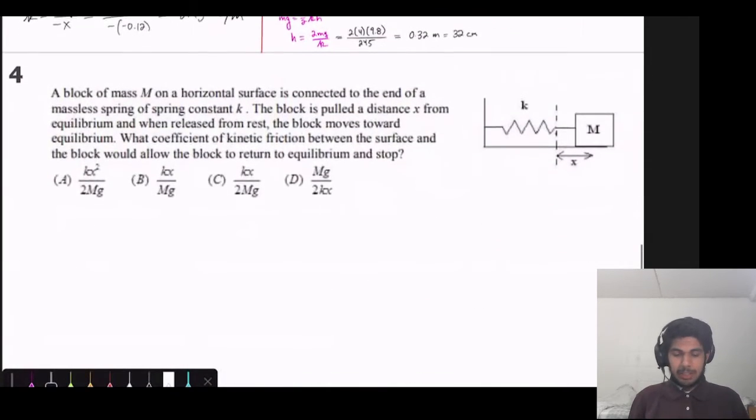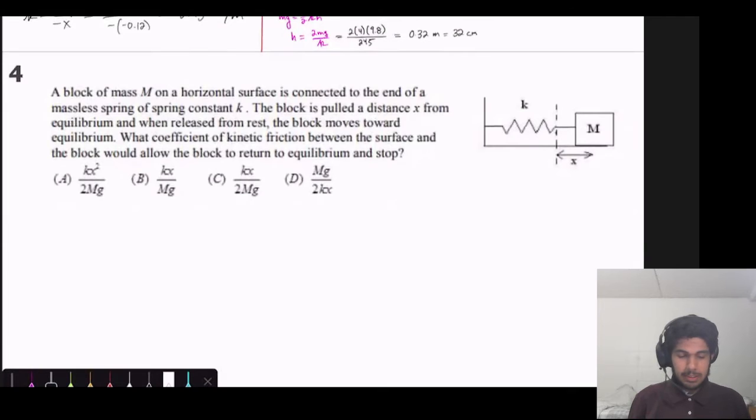A block of mass m on a horizontal surface is connected to the end of a massless spring of spring constant k. The block is pulled a distance x from equilibrium, and when released from rest, the block moves towards equilibrium. What coefficient of friction between the surface and the block would allow the block to return to equilibrium and stop? Alright, so this is quite interesting.